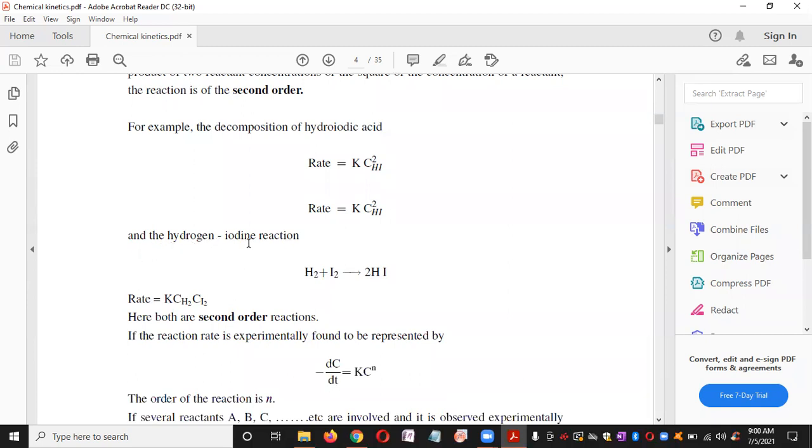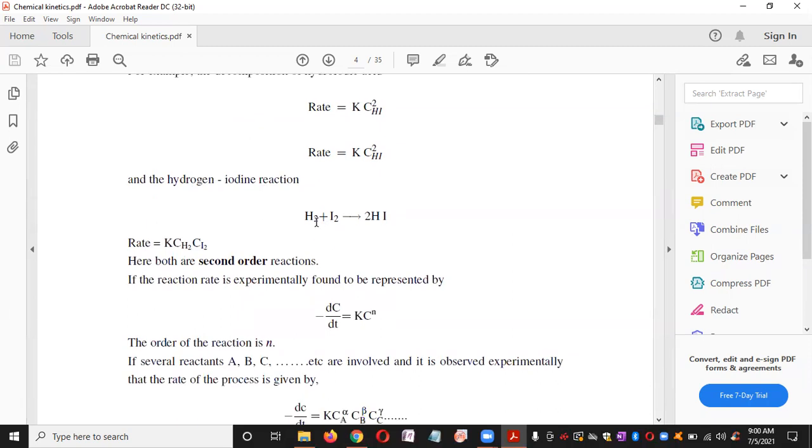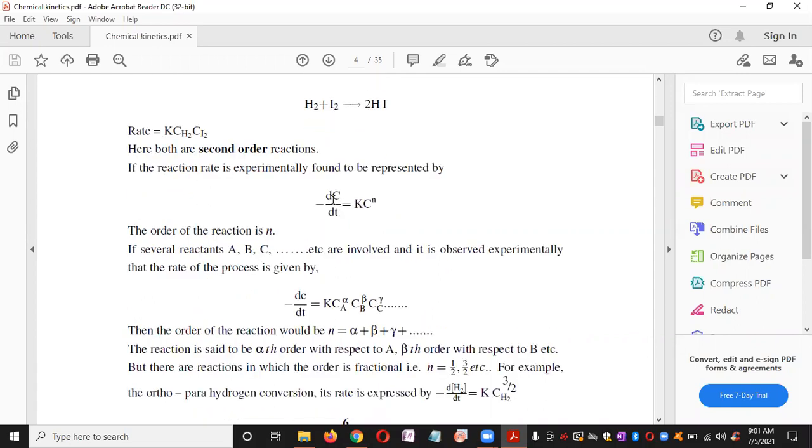Now the hydrogen and iodine reaction, which is the reverse reaction. Here the rate of reaction is equal to k times the concentration of H2 times the concentration of I2. This is also a second order reaction, because each concentration is to the power 1, and the sum of the powers is 1 plus 1, that is 2.